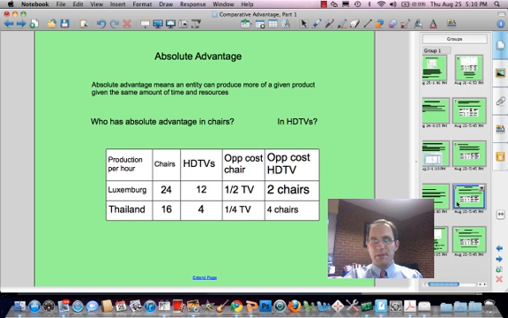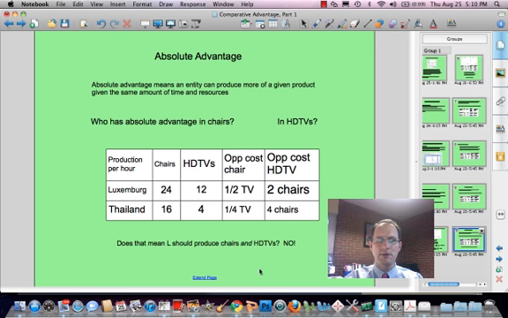Let's move from comparative advantage to absolute advantage. Absolute advantage means an entity can produce more of a given product given the same amount of time and resources. So who has absolute advantage in chairs? Luxembourg can produce 24 in an hour. Thailand can produce 16 in an hour. Looks like Luxembourg has absolute advantage in chairs. In HD TVs, Luxembourg can produce 12. Thailand can produce 4. Looks like they have absolute advantage in TVs as well. So actually in both products.